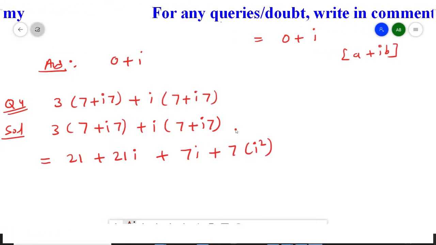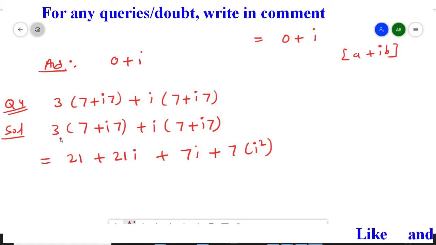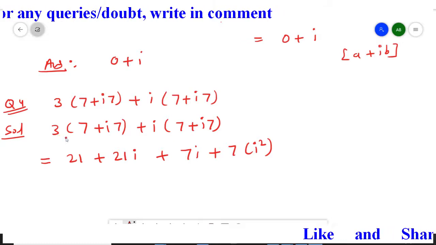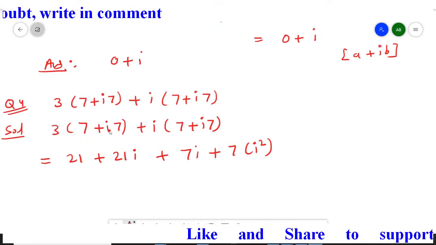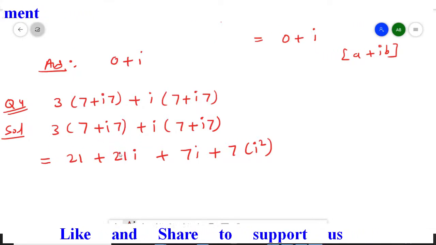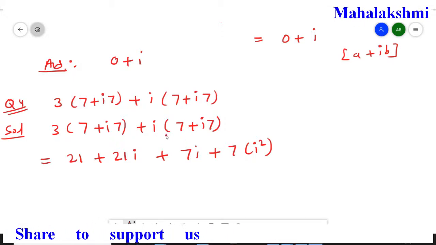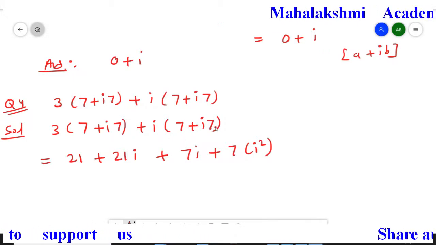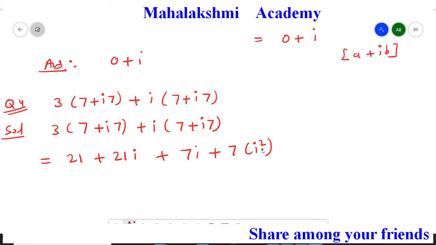Now what we have done, just see, students here. Firstly, I opened this first bracket by multiplying it to the 3. So 3 is distributed. So it's the distributive law. 3 is distributed to 7 as well as iota 7. So 3 7s are 21 and 3 7s are 21 iota. In the same way, iota multiplied by 7 is 7 iota, and iota multiplied by iota 7 is 7, iota came as it is. Then iota into iota is iota square.